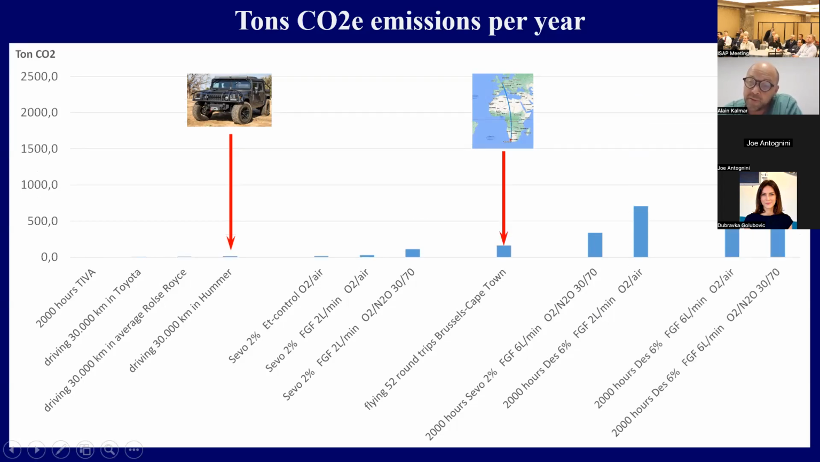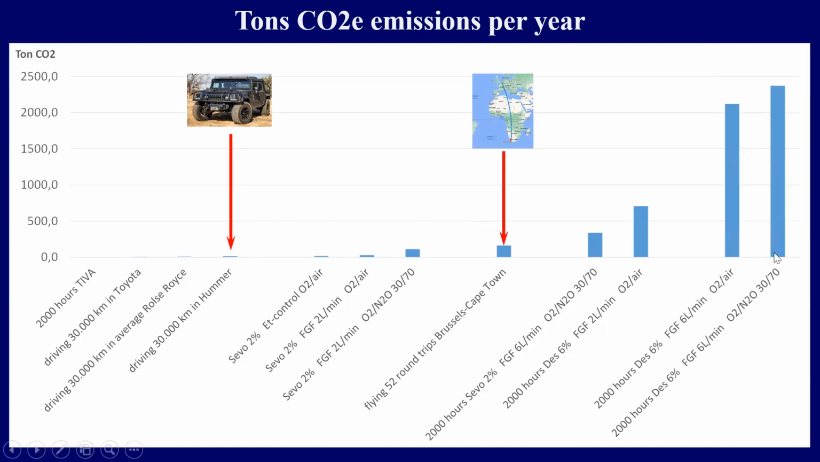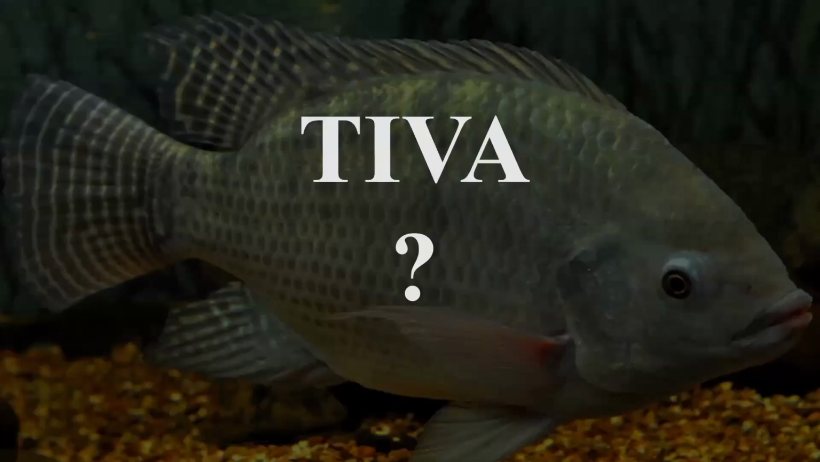And if you do it at 6 liter fresh gas flow or with nitrous oxide, then it's even more. So simply, this gives a grasp of how much this is. The calculations are one way of looking at it. Comparing it to normal behavior gives an idea that we have a great responsibility. And I think it makes it quite obvious how to improve our impact.